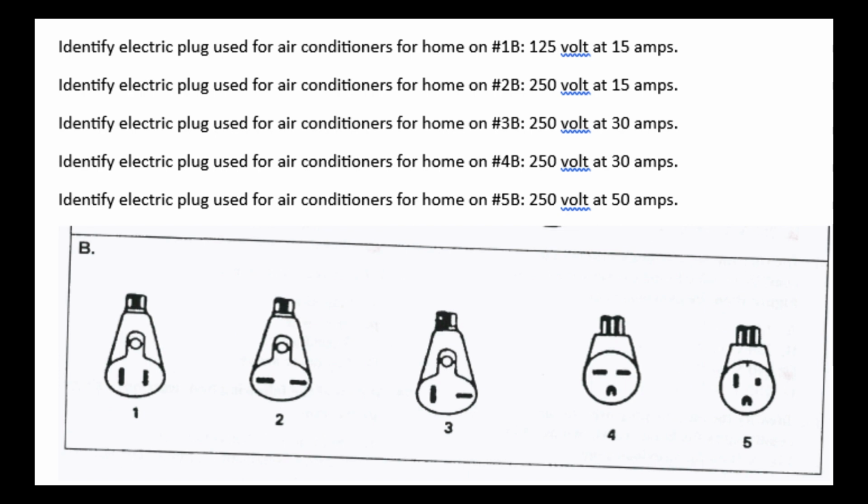Identify the electric plug used for air conditioners for home on number 5, diagram B. 250 volt at 50 amps. Electric plug for home air conditioners, 5 diagram B. 250 volt at 50 amps.